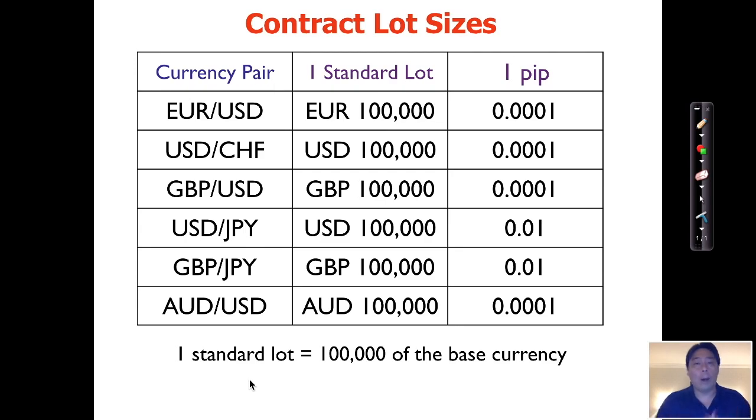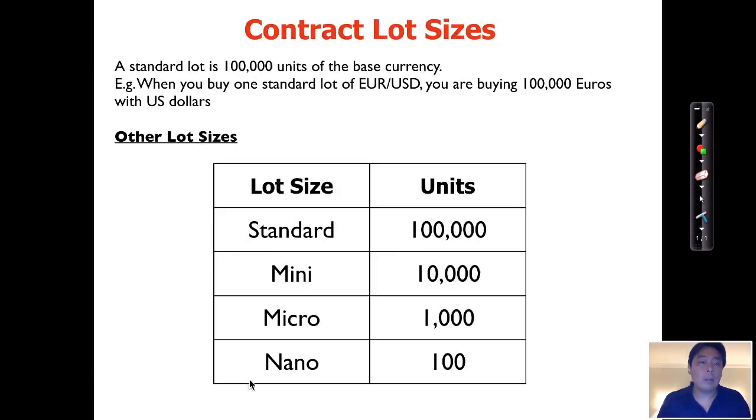Now, you don't have to buy 1 lot. You can buy less than 1 lot. Like I said, a standard lot is 100,000 of the base currency, but you can buy a mini lot, 10,000, a micro lot, 1,000, or a nano lot, 100. You don't have to remember the names of these. It's not important. What's important is to know how many units you have to buy and how you key in the lot size.